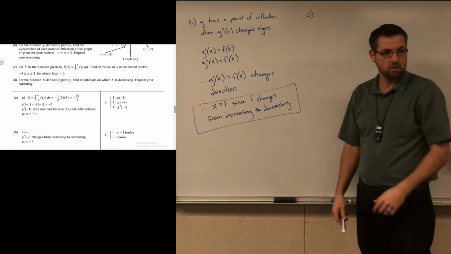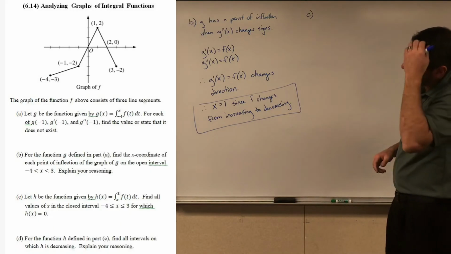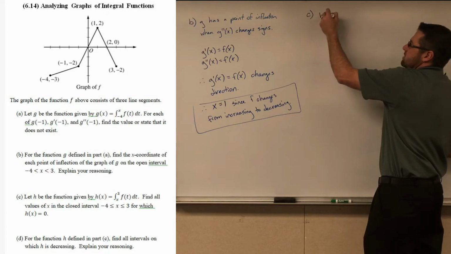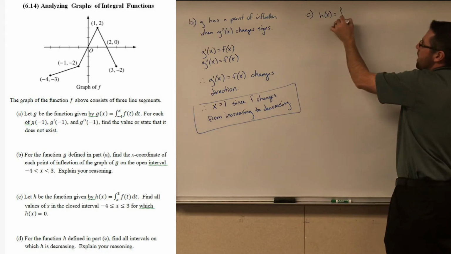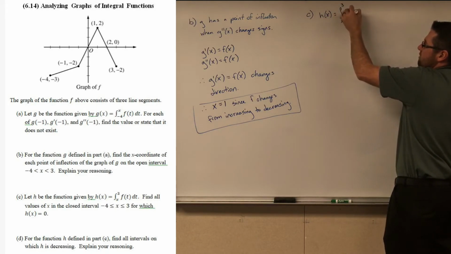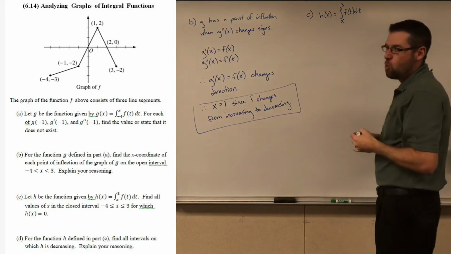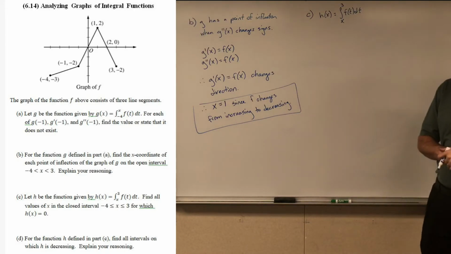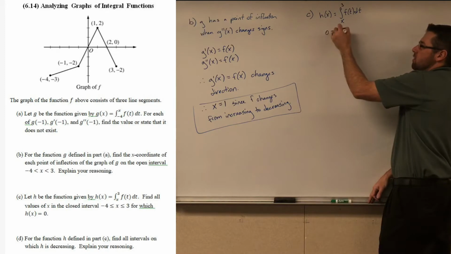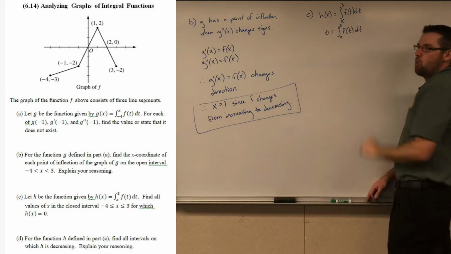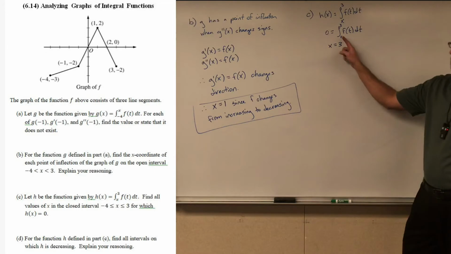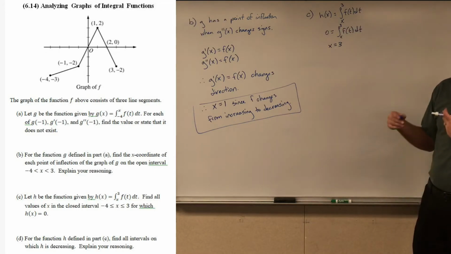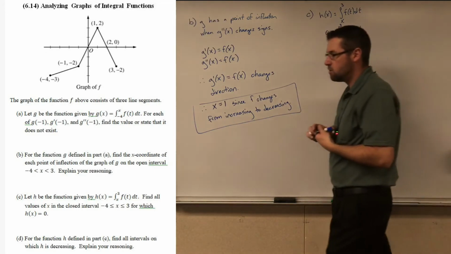Okay. Part C, it says let h of x equal the integral from x to 3 of f of t dt. Now, we want to know when h of x equals 0, right? So we are looking for when 0 equals the integral from x to 3 of f of t dt. We know one obvious answer. What is it? When x equals 3, because the integral from 3 to 3 is 0. If the lower bound and the upper bound are the same, you get 0.